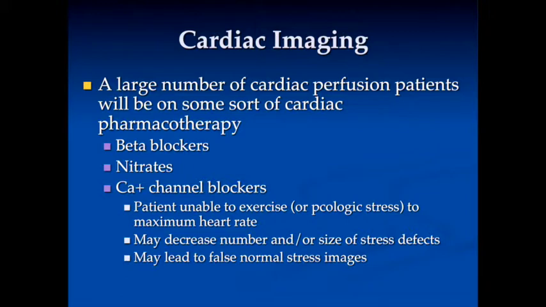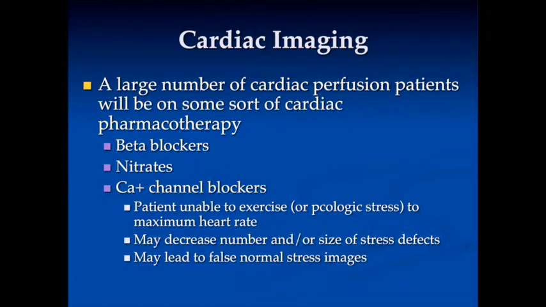Some of them have been shown to actually decrease the number or the size of a stress defect when you see them on a nuclear medicine study, which means that we could totally miss something while we're trying to read the scan, and that leads to false normal stress images. So all of a sudden I missed a defect and I call my stress image normal in a patient who has a viable defect that could be fixed.